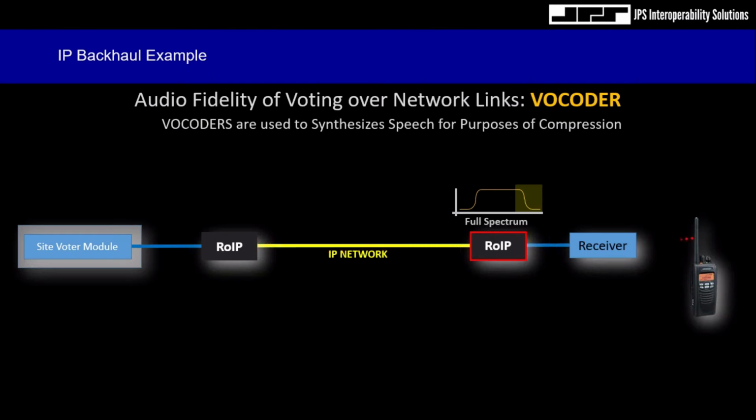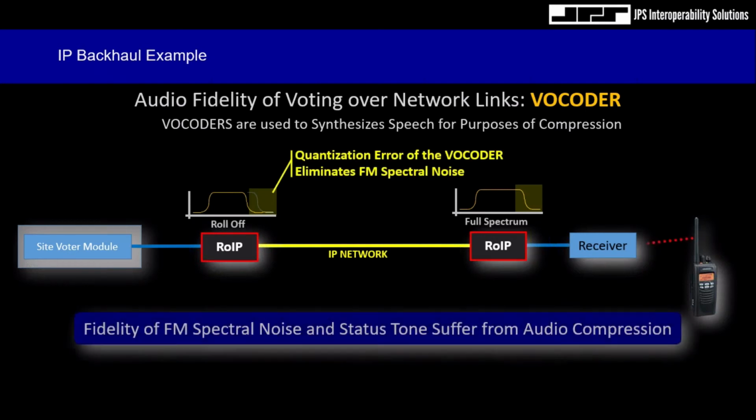Vocoders are using sampling and quantization techniques to apply digital values for tonal and frequency properties of the analog audio. And unfortunately, vocoders inherently will not preserve noise. Sometimes certain tones and frequencies, and these might include the pilot tone, the status tone, or even the guard tone or idle tone. So quantization error of the recovered analog audio presented to the site voter module will have compromised the FM spectral noise that is so important in the SNV 12 voting criteria.